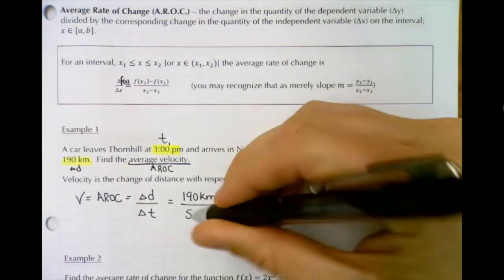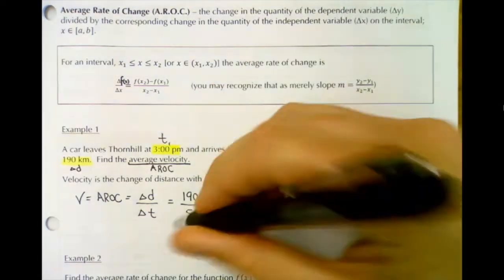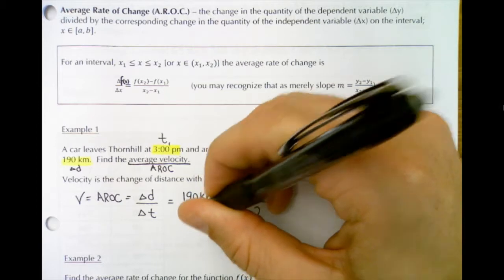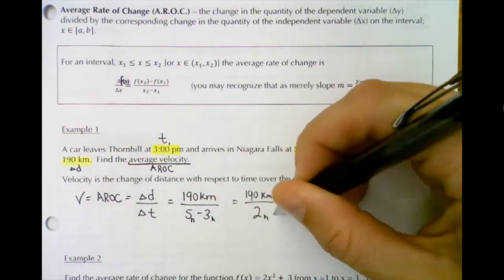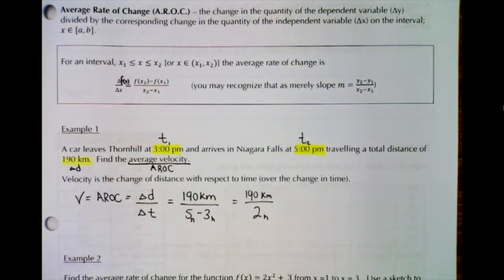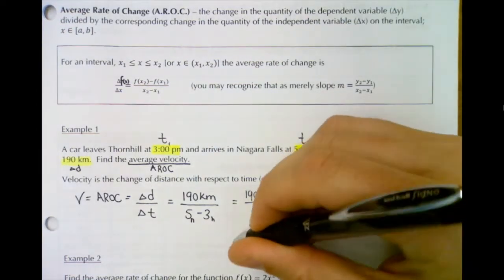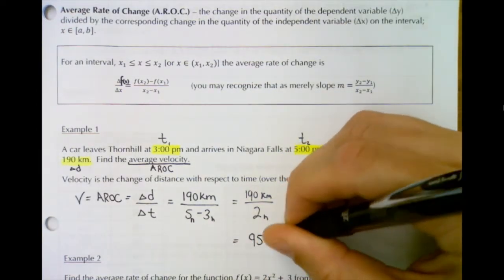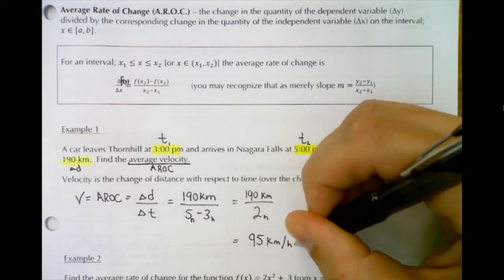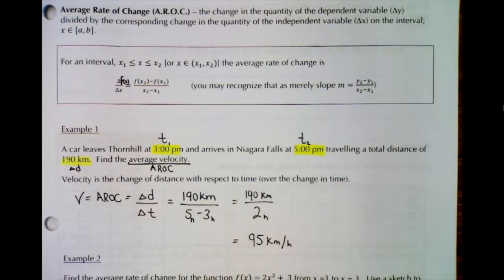Let's get our units down here. That's 5 p.m. to 3 p.m., so that's hours. So we have 190 kilometers in 2 hours. So on average, we've traveled 95 kilometers per hour. And that 95 kilometers per hour is an average rate of change. On average, how fast were we changing d, distance, with respect to time t?